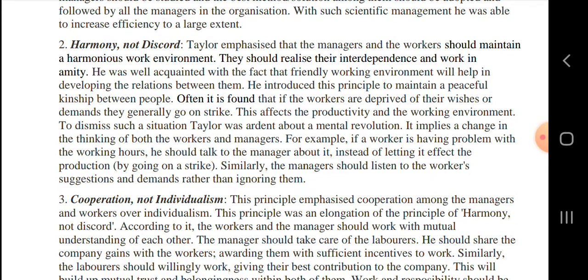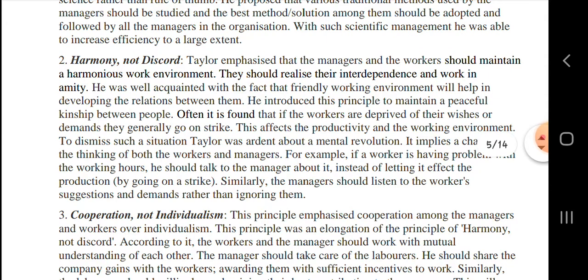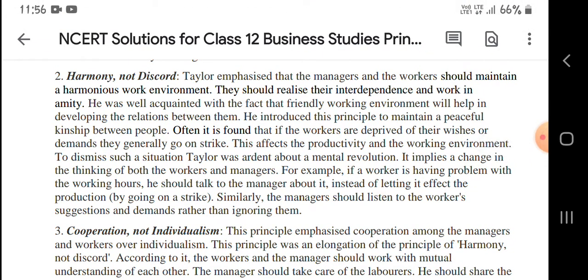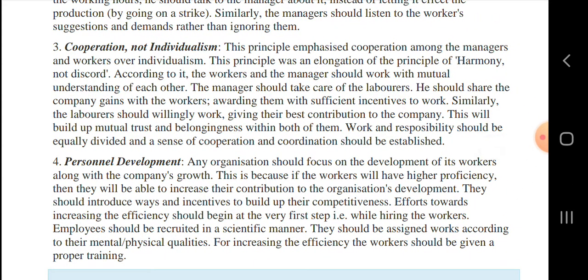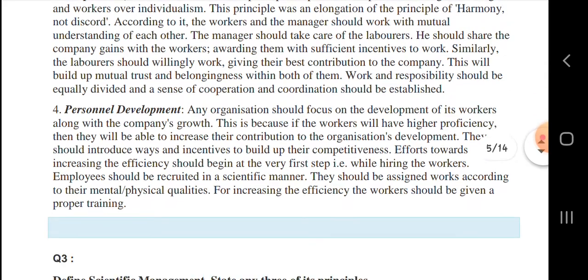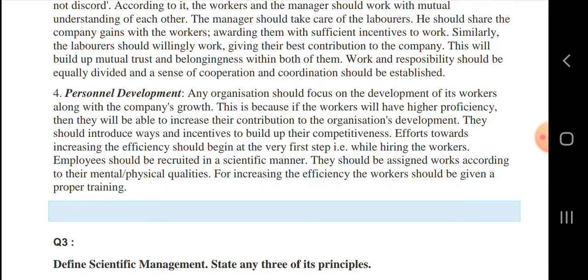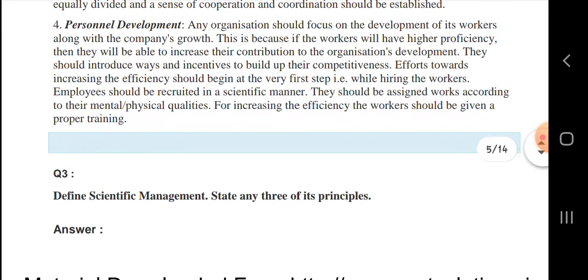Taylor emphasizes that the manager and the worker should maintain a harmonious work environment. They should realize their interdependence and work in amity. He was well acquainted with the fact that a friendly working environment will help in the development of the relation between them. And cooperation, not individualism. This principle emphasizes cooperation among managers and workers, and personal development. Any organization should focus on the development of its workers along with the company's growth.